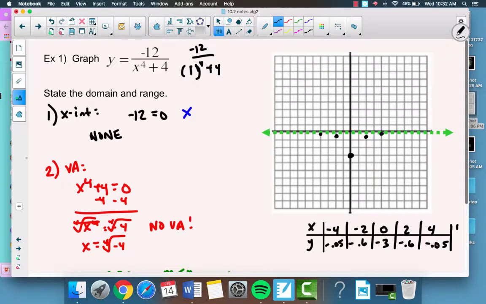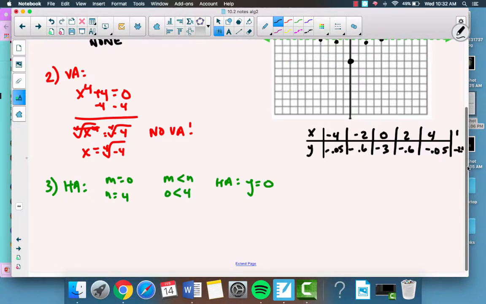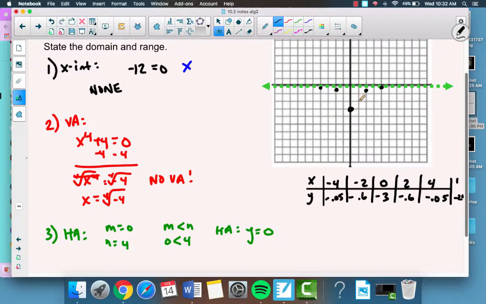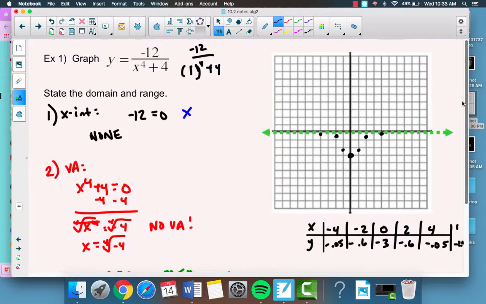Okay, so if I plug in 1 into this equation, I get -12 divided by, 1 to the 4th is 1, so -12 divided by 5, so it gets us -2.4. Okay, so at 1 I get -2.4, so right about there, which means at -1 it'll also be -2.4. That gives us a little bit more of an idea of what the graph is going to look like, and then I can just go ahead and connect my points. So I'm going to curve this here.